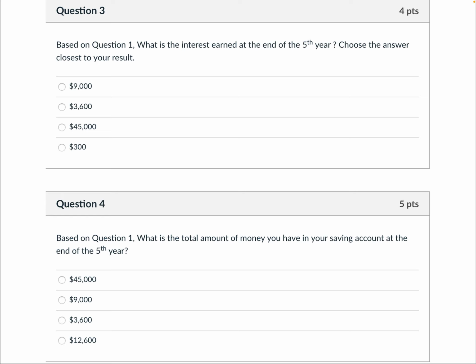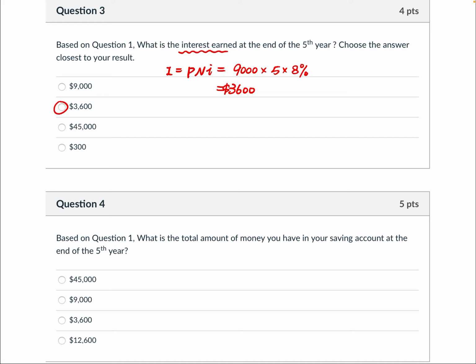Based on question 1, what is the interest earned at the end of the 5th year? So this is talking about the interest earned. So it's I equals PNI. And P is 9,000, N is 5, I percent is 8%. So the answer is 3,600. That's the interest you earned.